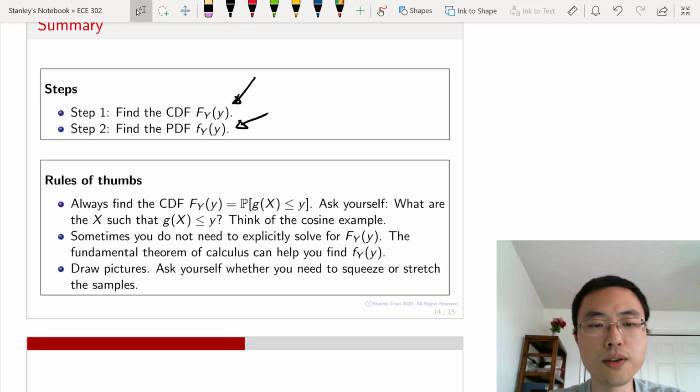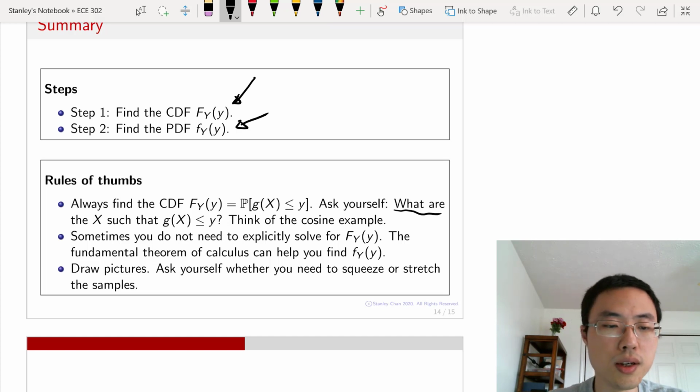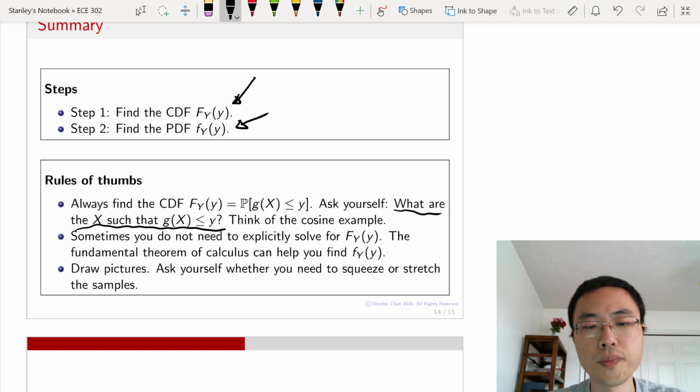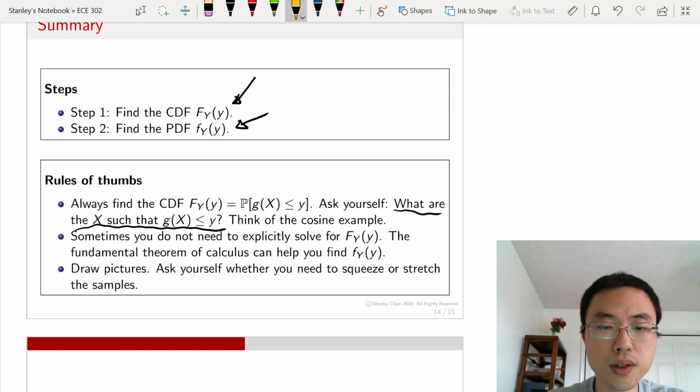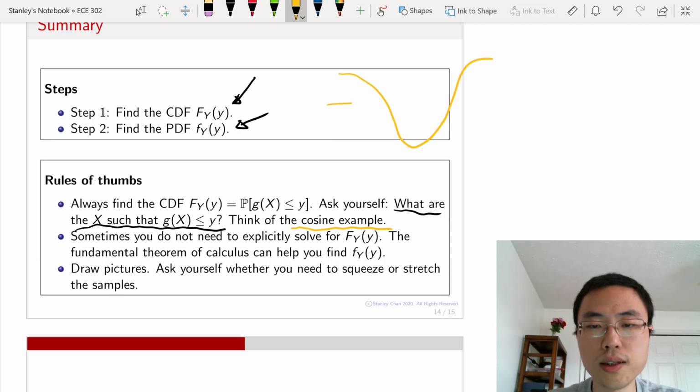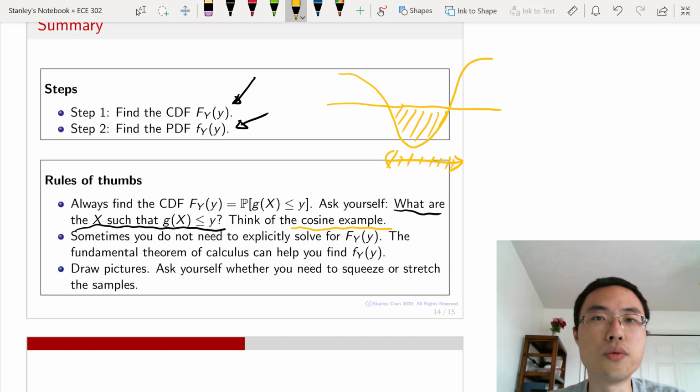One is that always try to find a CDF, and then you ask yourself, what are the x such that this will happen? I especially mention this cosine example because you need to understand that, let's say here is your function, and you want to figure out what kind of x will be below this cutoff line y. So you need to find out this range of x. Determining the range of x that will satisfy your criteria is a very important step.